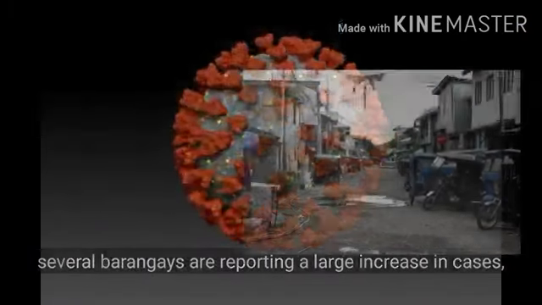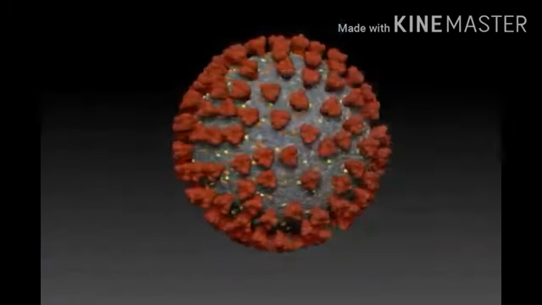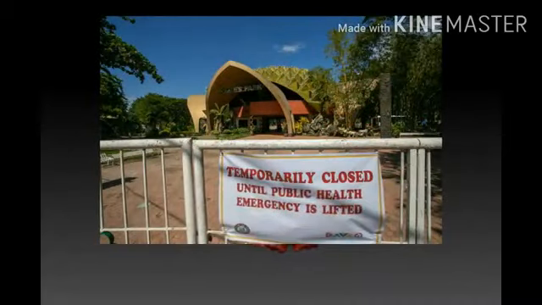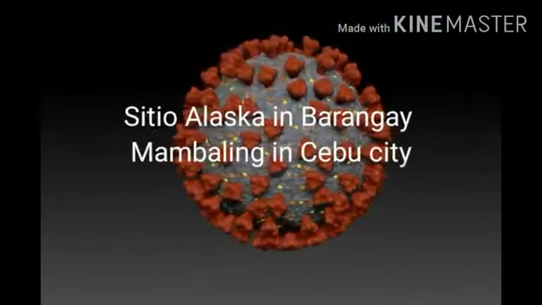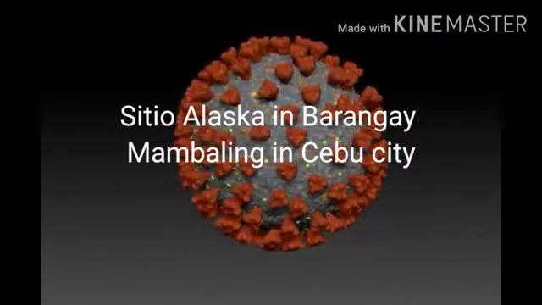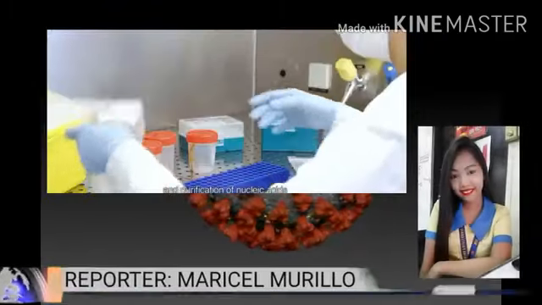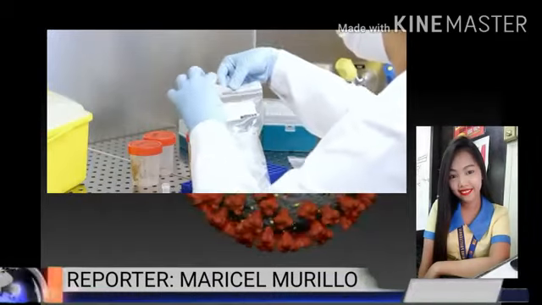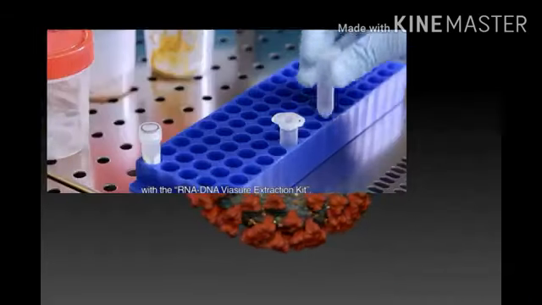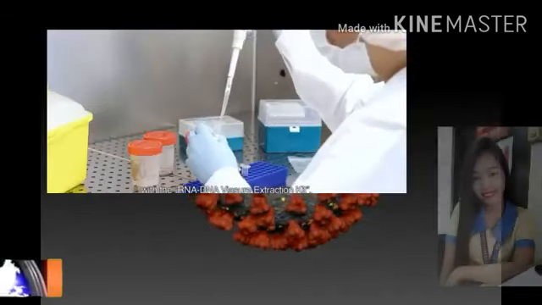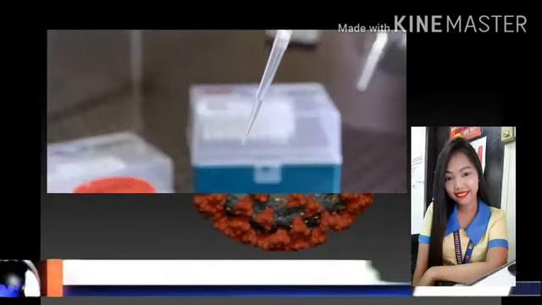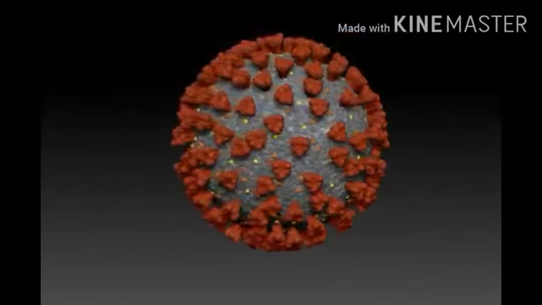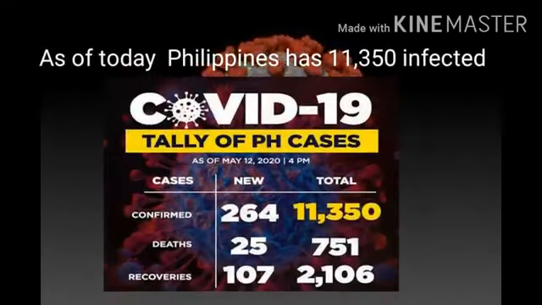Several barangays are reporting a large increase in cases, resulting in local authorities issuing total lockdowns in Barangay Mauway in Mandaluyong, NCR, and Sitio Alaska in Barangay Mambaling in Cebu City. Over 7,000 COVID-19 tests per day are conducted by 23 accredited laboratories throughout the country using PCR tests. No rapid antibody test kit has yet been validated by WHO or DOH. As of today, the Philippines has 11,350 infected.